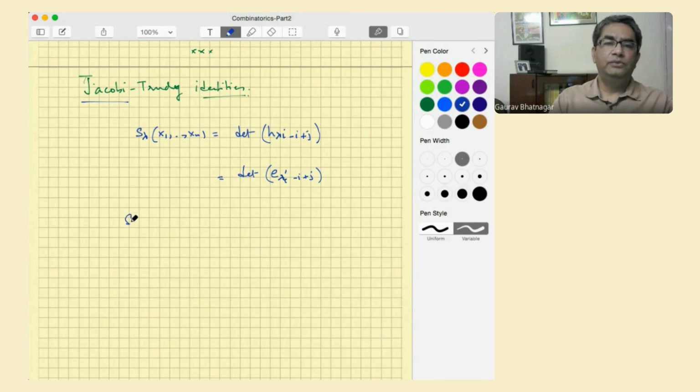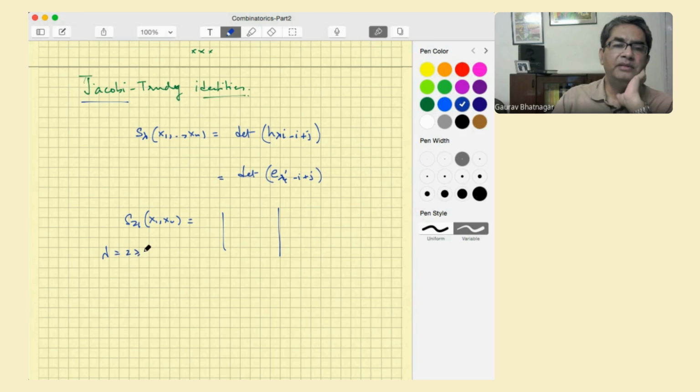So let's do our simple example x1, x2. Right, so here lambda is S21, so lambda is equal to 2 bigger than or equal to 1. So lambda 1 is 2 minus i, that's 1 plus j, so this is H2. Then H of this is H3, and this is i is 2 here, and so it's 1 minus 1, H0.